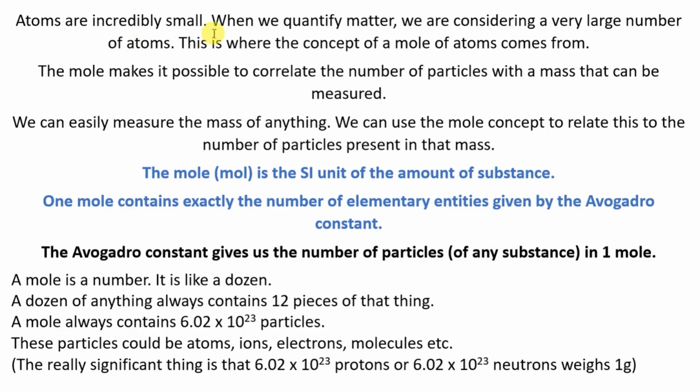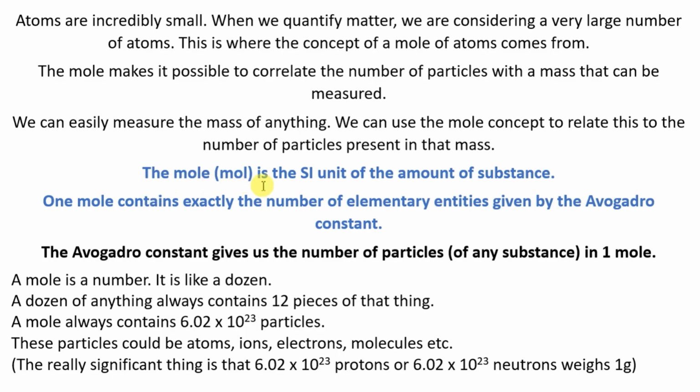Atoms are incredibly small. When we quantify matter, we're considering a very large number of atoms, and this is where the concept of a mole of atoms comes from. The mole makes it possible to correlate the number of particles with a mass that can be measured. We can easily measure the mass of anything. We can use the mole concept to relate this to the number of particles present in that mass.